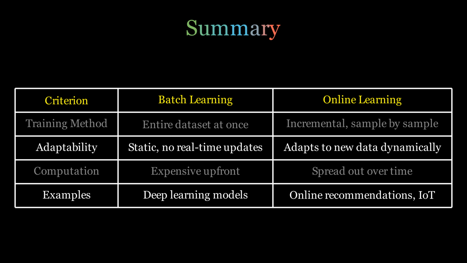Here is a summary table comparing batch learning and online learning. Batch learning processes the entire dataset at once, making it computationally expensive upfront but suitable for static data. On the other hand, online learning processes data incrementally, adapting dynamically to new information and spreading computation over time. Examples of batch learning include deep learning models, while online learning is common in online recommendations and IoT systems.